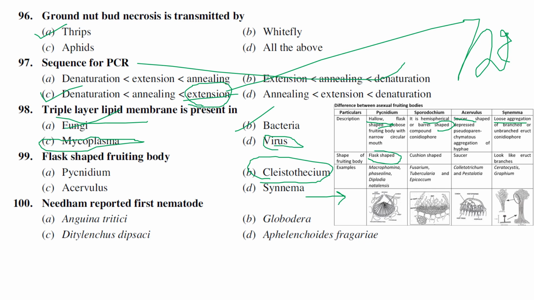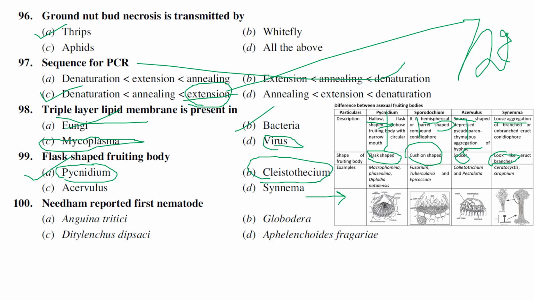Shape of the fruiting body is flask shaped in Pycnidium. Cushion shaped in Sporodochium, saucer shaped in Acervulus. Coremium produces a look like a branch of direct conidiophores. So these are all examples. What they asked is flask shaped, which is produced by Pycnidium. So the answer is Pycnidium. So examples also are important. Pycnidium is produced by Macrophomina, Phoma, Fusarium or Tuberculina. Epicoccum produces Sporodochium. Acervulus, Colletotrichum. Coremium means Ceratocystis or Graphium.